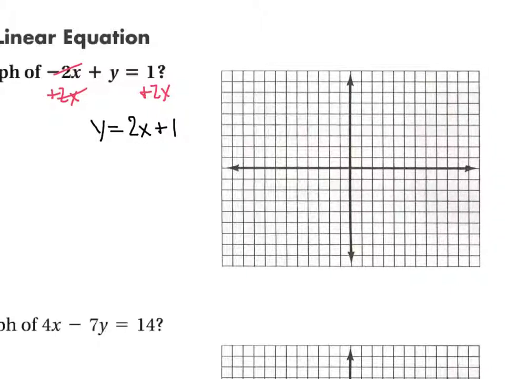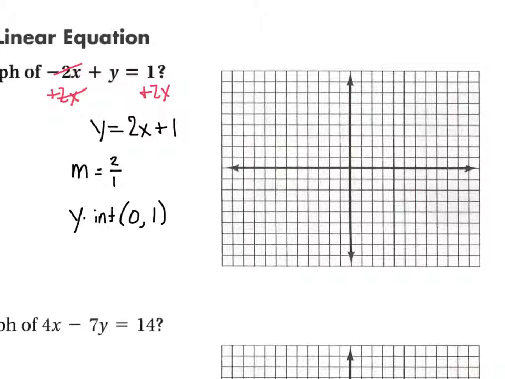So if y equals 2x plus 1, what is our slope? 2. Now, I need that as rise and run, so it's 2 over 1. Okay. Where's our y-intercept? 0, 1. Excellent.